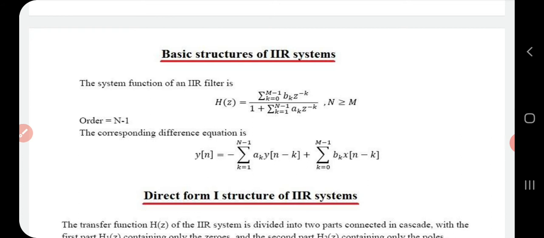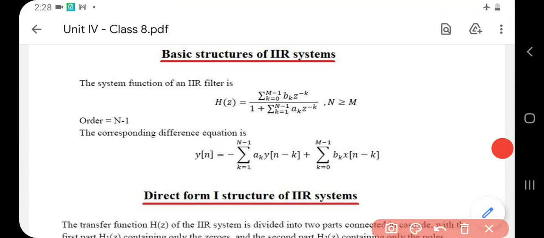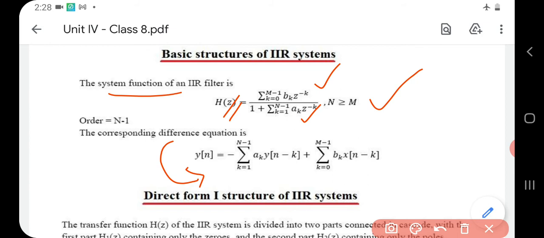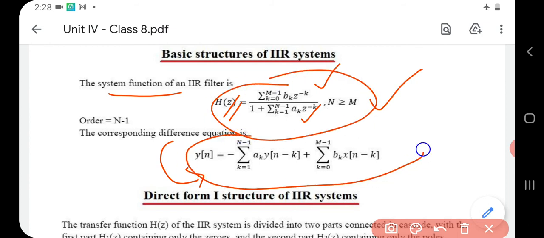The system function or the transfer function of an IIR filter is represented by this equation. This one is the numerator, this is the denominator. H of z is the system function or transfer function, and this equation is of order n minus 1, and this is the corresponding difference equation. So if you have an IIR filter or IIR system, the system function is given by this equation and the corresponding difference equation is this one.